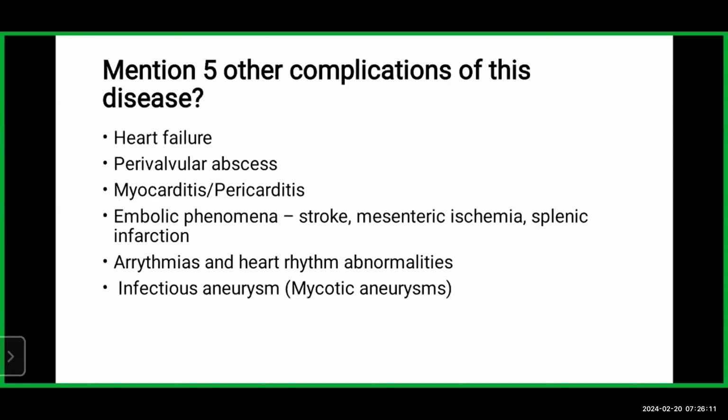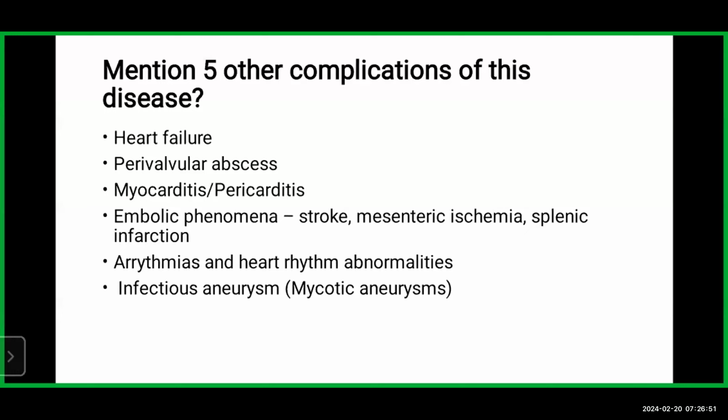So mention 5 complications of the disease. Of course, the first complication is heart failure. They may also have an abscess. This is a patient that is presenting with aortic valve endocarditis, may have an aortic root abscess. Okay, the infection can also spread to the myocardium or the pericardium and cause myocarditis or pericarditis. Okay, the vegetations can also embolize. Since we are looking at an aortic valve endocarditis, we'll be looking at systemic emboli. It can go to the brain and cause a stroke. It can go to the abdomen, causing mesenteric ischemia, splenic infarction, and all that.